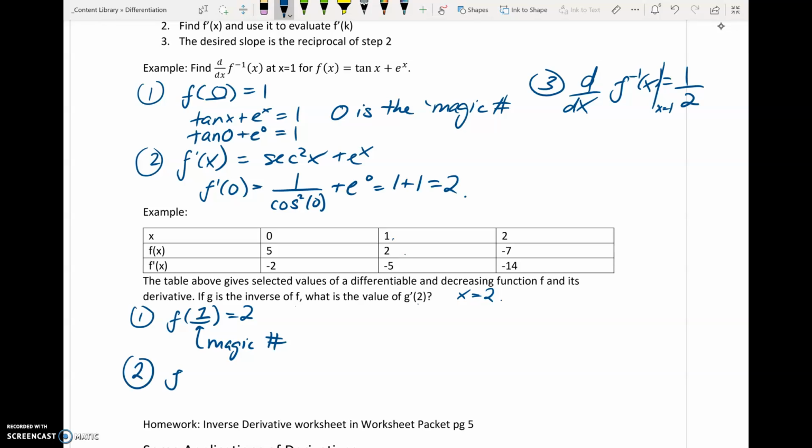Now we want to find f prime of 1. Looking at our chart again, f prime of 1 is going to be negative 5. And then the last step is taking the reciprocal of what we just found in step 2. So the value of g prime of 2 is going to be negative 1 over 5. And that's it. These are the only types of inverse questions that you may be asked.